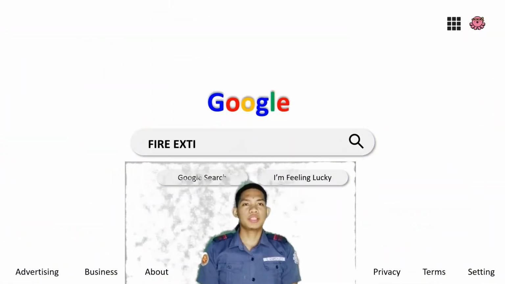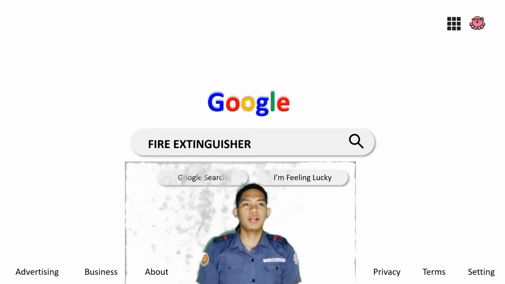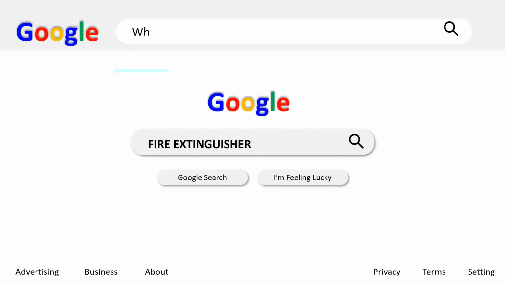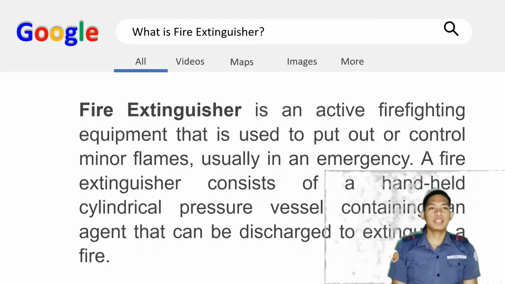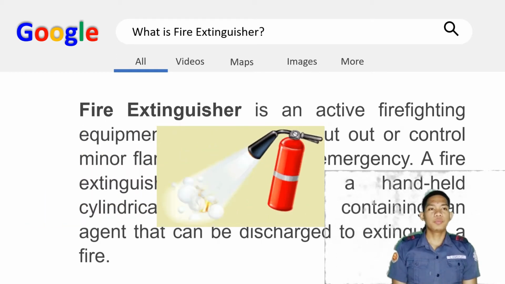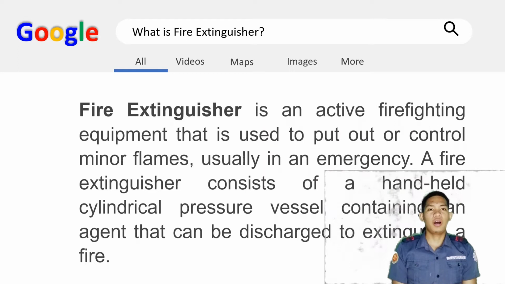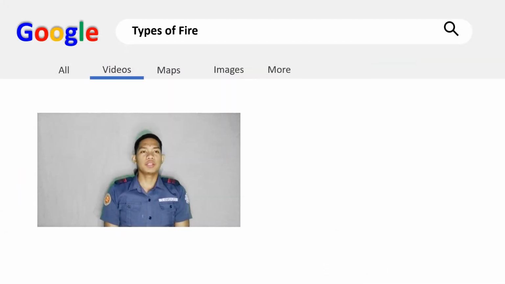And I will discuss to you lesson 2, which is fire extinguishers. A fire extinguisher is an active firefighting equipment that is used to put out or control minor flames, usually in an emergency. A fire extinguisher consists of a handheld cylindrical pressure vessel containing an agent that can be discharged to extinguish a fire. There are different types of fire extinguishers which contain several extinguishing agents.